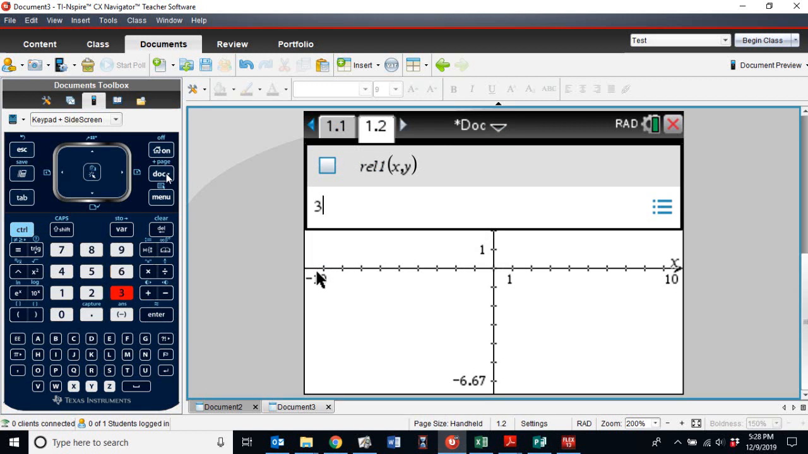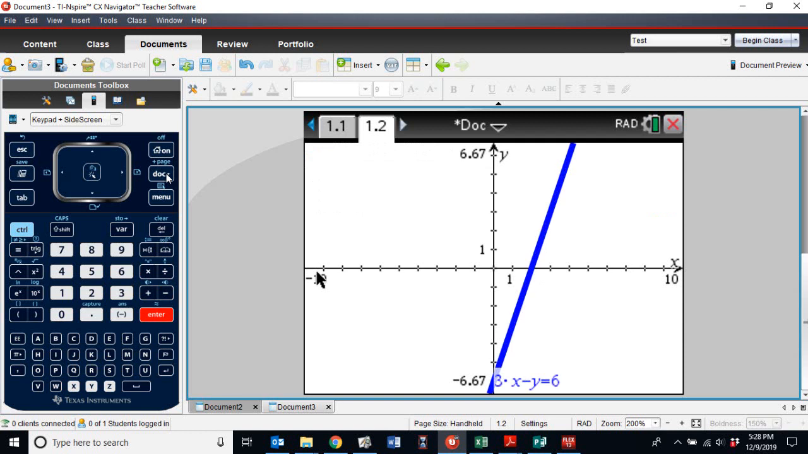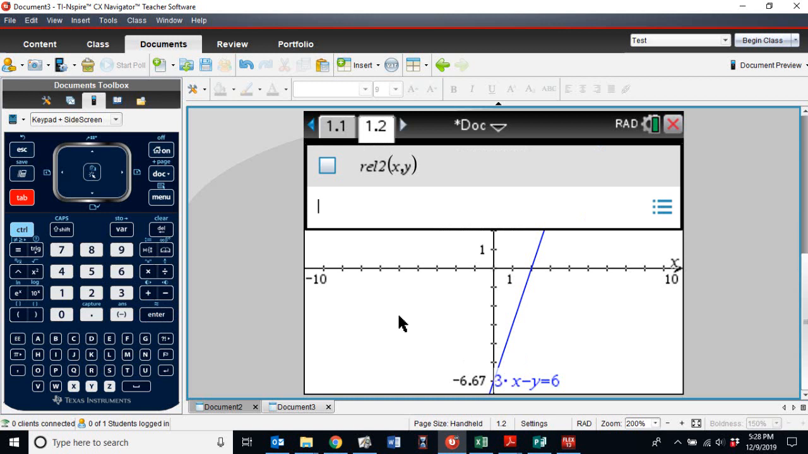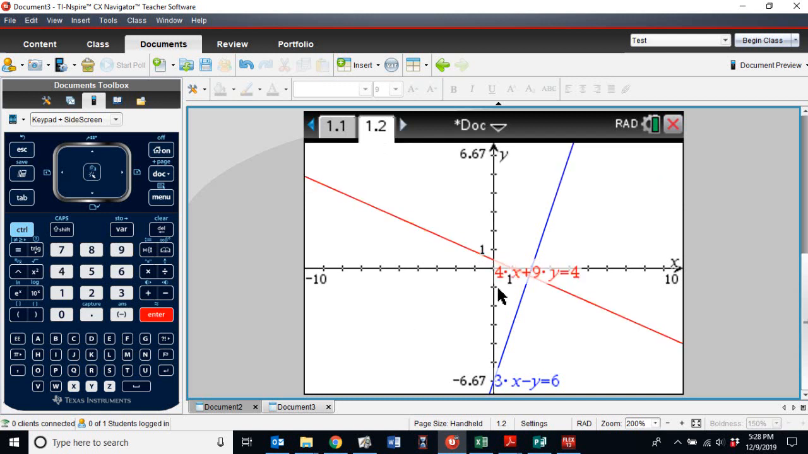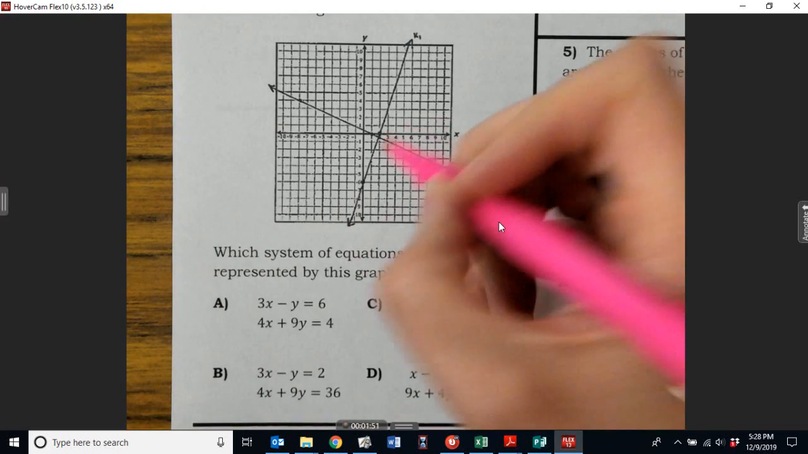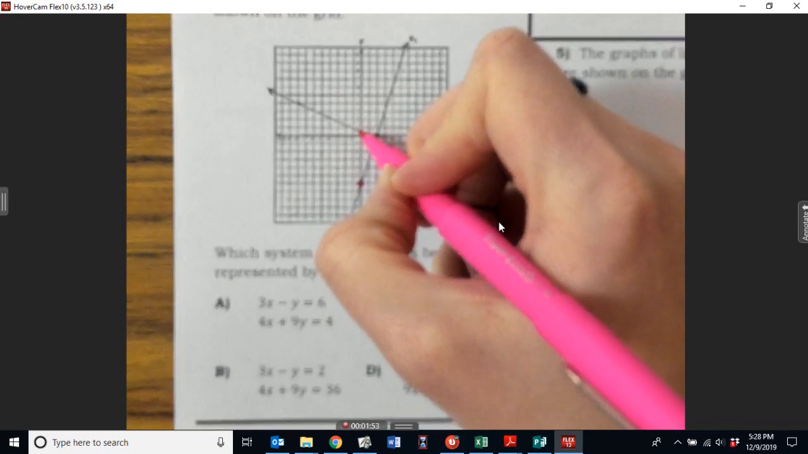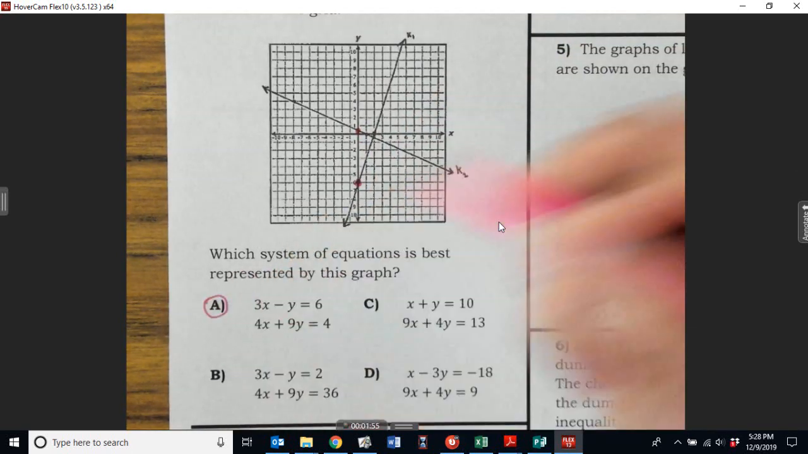I'm typing in letter A, 3x minus y equals 6. And I notice that it crosses down here at -6, which is where it crosses on my paper. And then if I press tab, I can type in my second equation, 4x plus 9y equals 4. And this one crosses almost in the middle of 0 and 1. And so if I look at my paper, I cross down here at -6, I cross in the middle between 0 and 1, and A is actually my answer.